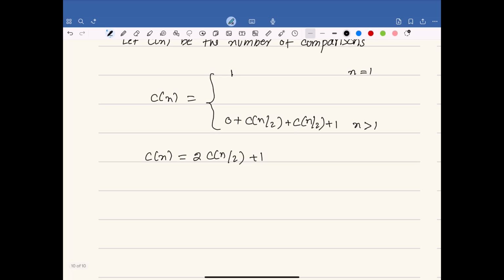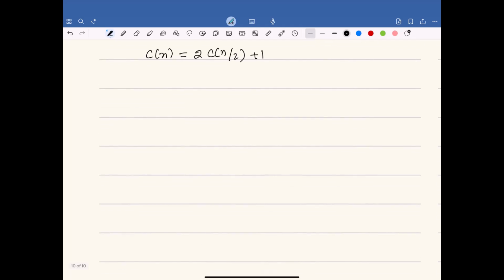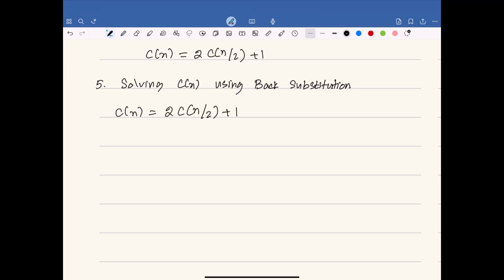The last step is solving C(n) using the back substitution method and determining the efficiency class. And this will be step 5. So step 5, solving C(n) using back substitution. We write the recurrence relation C(n) is equal to 2C(n/2) plus 1.